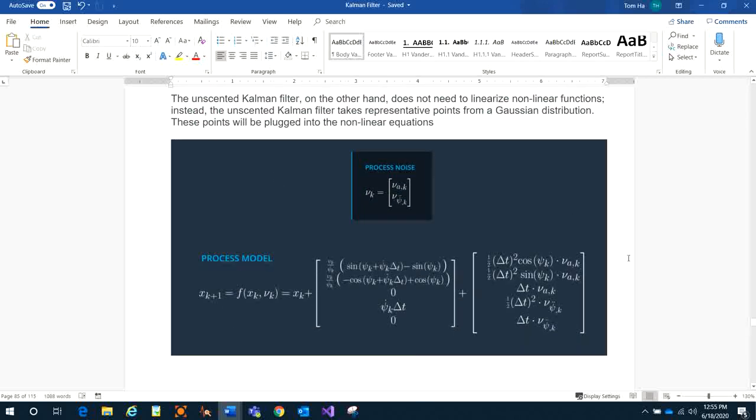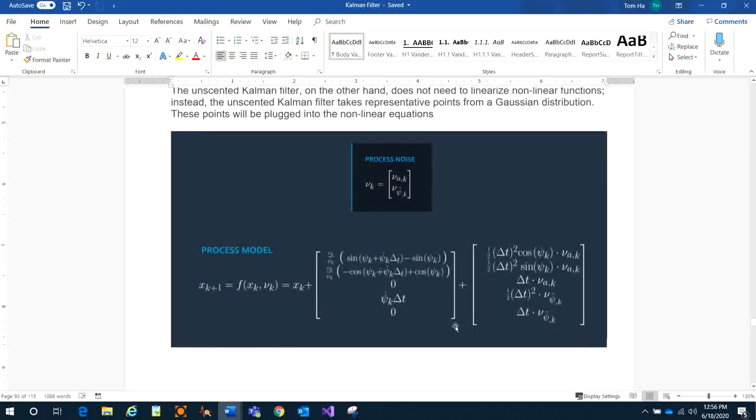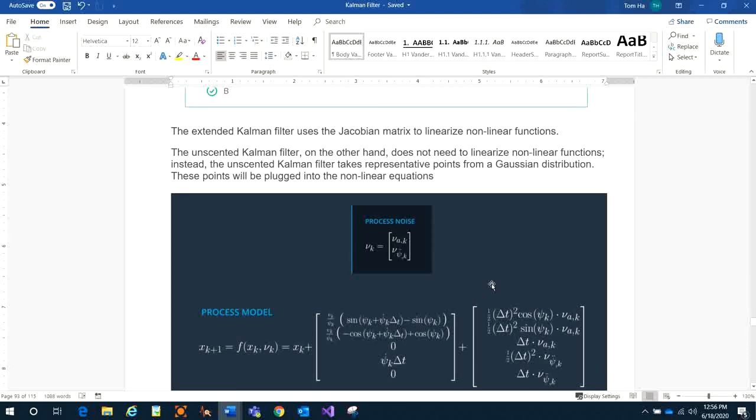So in general, we have already built up the process model right here, and this is the impact of the process noise. It's really good to continue to the next step. But in the extended Kalman filter, we use the Jacobian matrix to linearize a nonlinear function. What do you think this function is, a linear or nonlinear function? Of course, nonlinear. In the unscented Kalman filter, on the other hand, we don't need to linearize nonlinear functions. Instead, the unscented Kalman filter uses the unscented transformation method. We take representative points from the Gaussian distribution, and these points are plugged into the nonlinear equation. I will talk next about how we apply the unscented transformation to solve this problem.